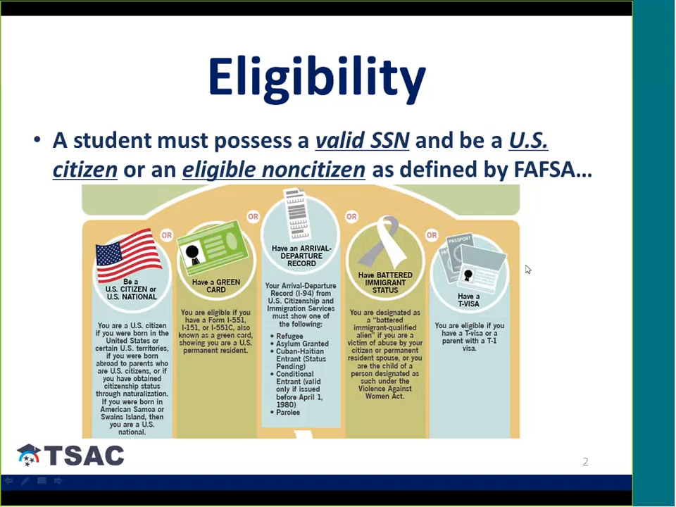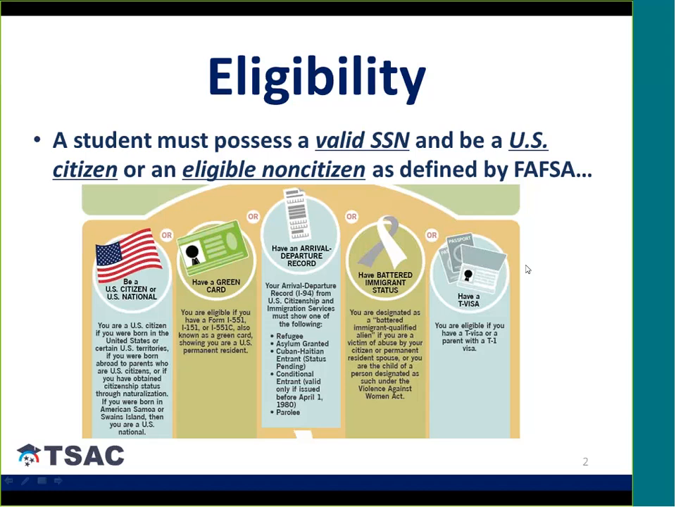What you see here is an infographic that Federal Student Aid created years ago, that we've been using ever since, that outlines the students who should be able to submit a FAFSA because they should possess a valid Social Security number and fall into one of these categories: first a citizen, and then thereafter the eligible non-citizen category. Examples of eligible non-citizens would be a student who has a green card, who would be considered a permanent resident, or a student who has an arrival departure record designated with one of the statuses you see in the infographic, for example, refugee, asylum granted, and so forth.